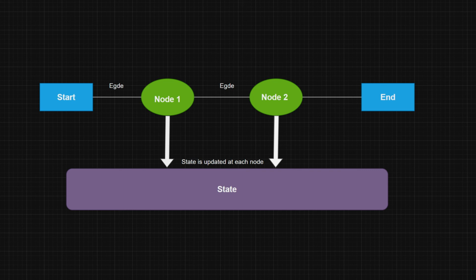Second component is nodes. Nodes represent the individual components or actions within the graph. Each node can perform specific tasks, such as executing an LLM, running a function, or interacting with external tools.